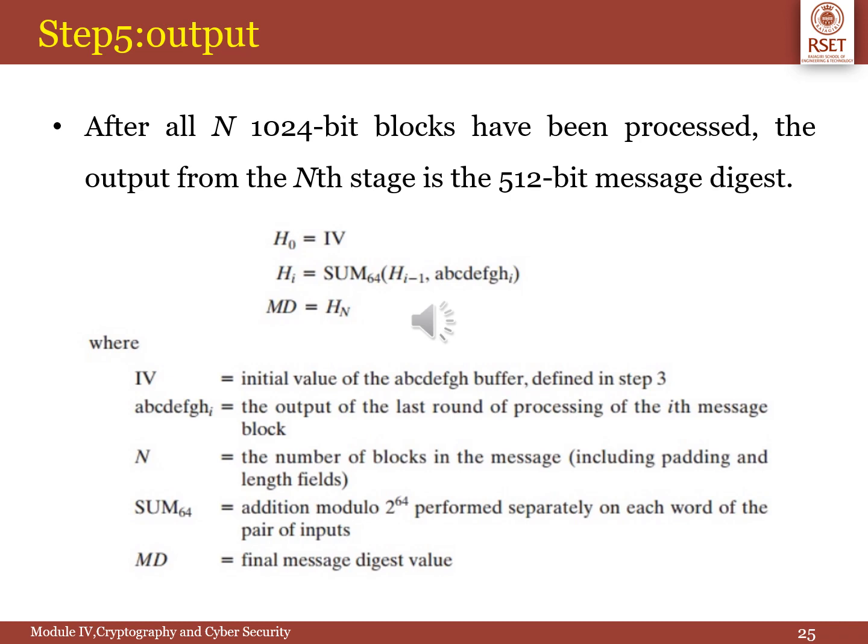Hi, that is the hash value of the ith stage, is equal to the modulo 2 raised to 64 addition of the hash value of the previous compression function with the hash value of the current compression function. Then MD, that is the message digest, is the hash value of the nth compression function.